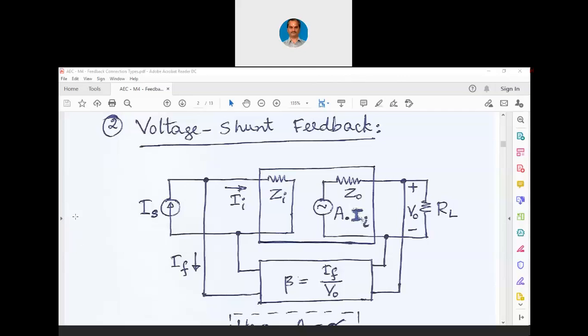Okay, let us start with this voltage shunt feedback, where you can see at the input we have connected a current source instead of a voltage source, and we can always say that Is equals If plus Ii by applying KVL at the input side. And you can see here at the output it is voltage, at the input it is current. So we have written the voltage source as A into Ii. That means Vo equals A into Ii, or A equals Vo by Ii.